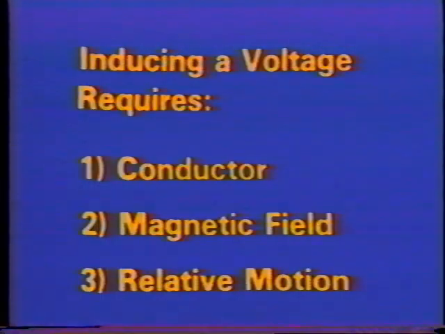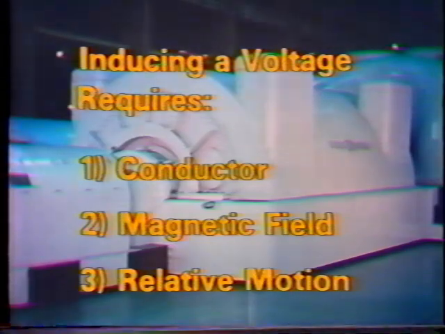Since all generators require a magnetic field to operate, you could say that a generator is a device that converts mechanical energy into electrical energy by means of a magnetic field or by magnetic induction. So let's get right down to how magnetic induction produces voltage. As you know, you need three things to get an induced voltage: a conductor, a magnetic field, and relative motion. In a generator, the motion part is provided by mechanical energy.